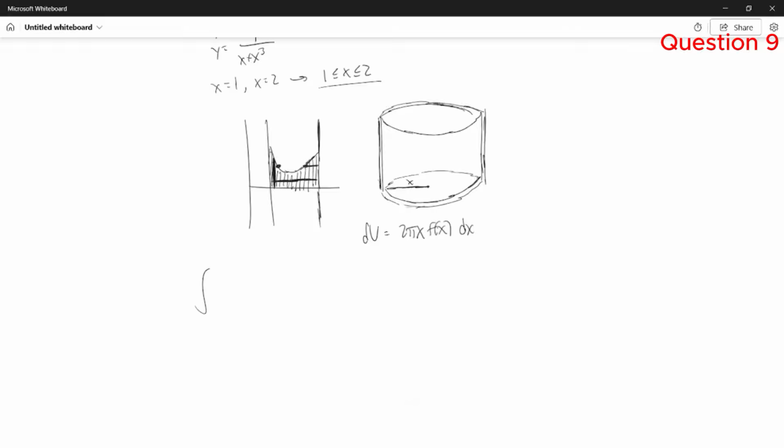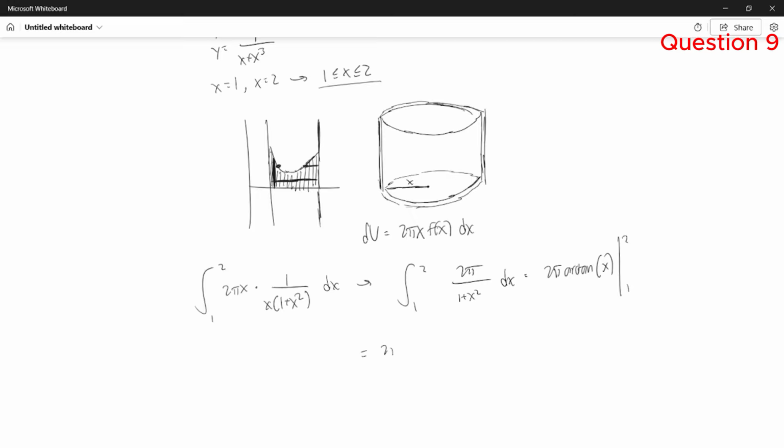So let's write this out. We have the integral between 1 and 2 of 2 pi x times 1 over x times 1 plus x squared dx. This becomes 2 pi over 1 plus x squared dx. This is actually just 2 pi times arctan of x, following our trig identities here, evaluated from 1 to 2.